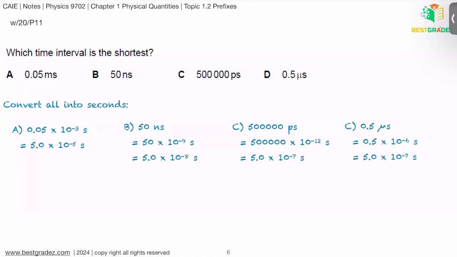So once they are all converted to seconds, isn't it easier to compare which one is the smallest value? C and D are the same, so they are rejected. For minus 8, there are too many zeros involved. 7 zeros, 0.000, 7 zeros and then 5. So this is much smaller. It has to be B.